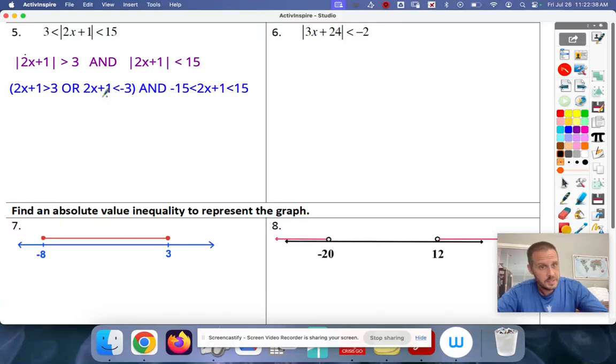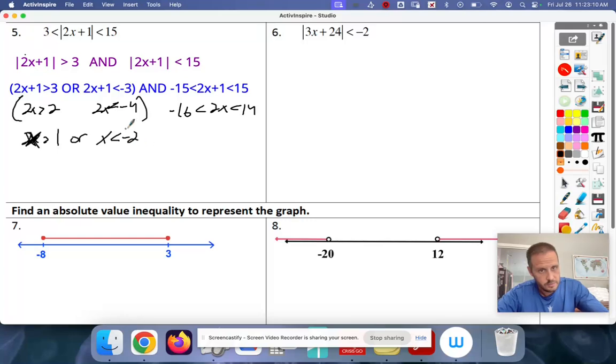And the or can be split up into 2x plus 1 is greater than 3 or less than -3. And this 2x plus 1 is between -15 and 15. Okay, so if I subtract 1 everywhere, we get 2x greater than 2, 2x less than -4, and that's an or. And then we get the and: subtract 1, we get -16 less than 2x less than 14. Divide everything by 2, we get x is greater than 1, or x is less than -2, and x is between -8 and 7.